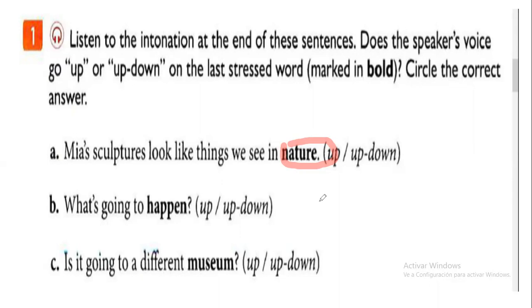B would be like this. What's going to happen? Again, what's going to happen? Pay attention to "happen." And C is this. Is it going to a different museum? Is it going to a different museum?